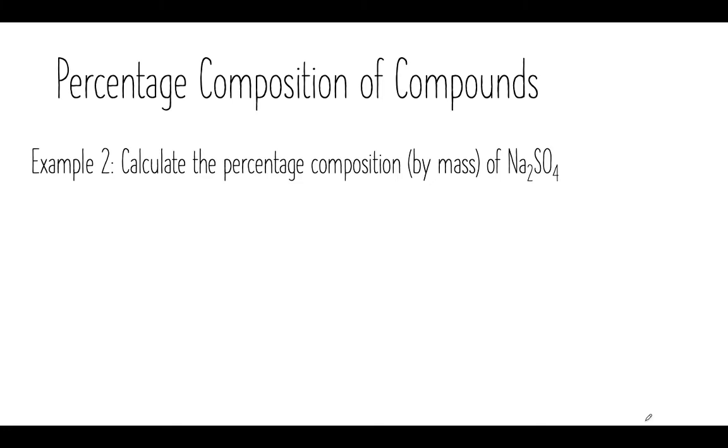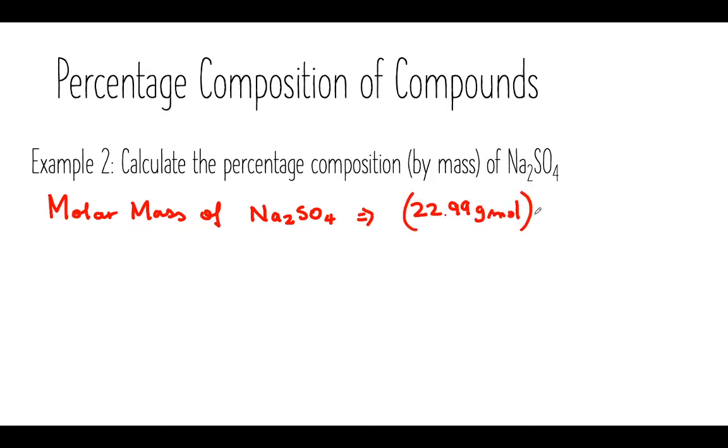I think you should be able to do this by yourself. So take a second to pause, try it, and then play when you're ready to check your answer. Same thing as before, I'm going to start by finding the molar mass of Na2SO4. Again, starting with all of the elements. So sodium, 22.99 grams per mole. And there are 2 sodium atoms here, so I'm going to multiply that by 2.